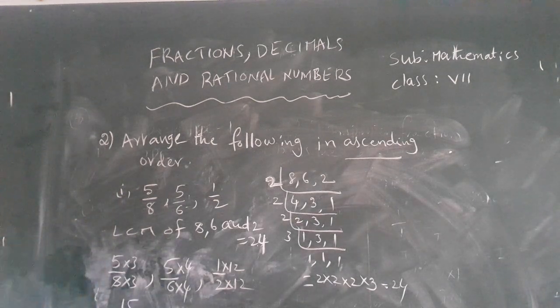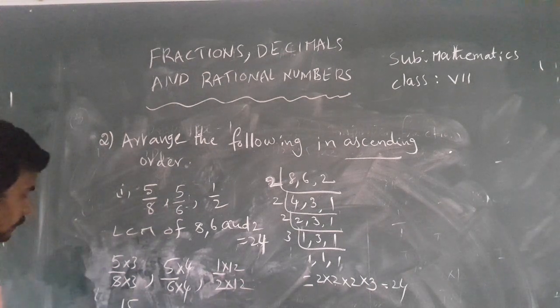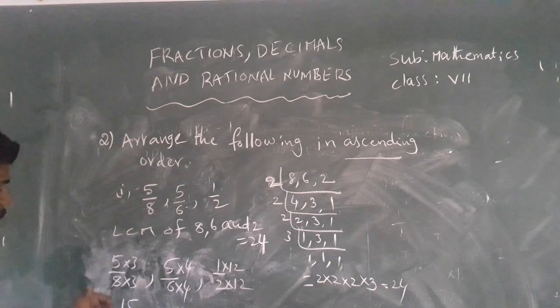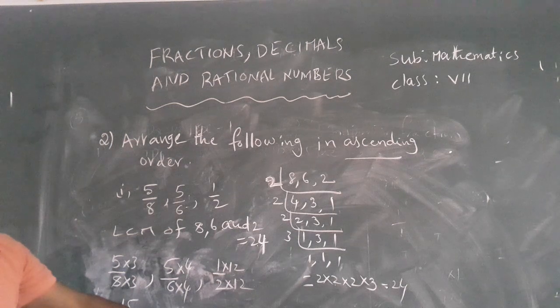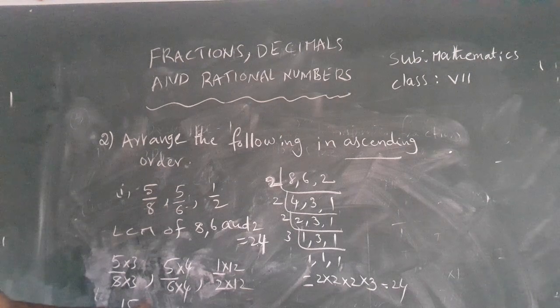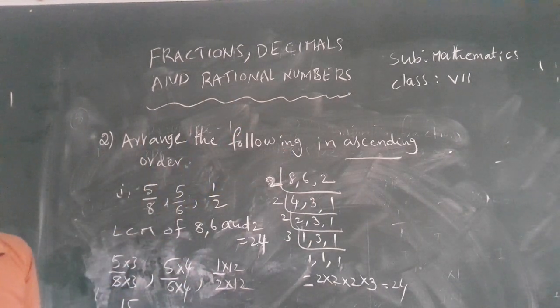Now observe here, children. In 15 by 24, 20 by 24, 12 by 24, the denominators are the same, 24. So these three fractions are like fractions. Now observe the numerators: 15, 20, 12. So 12 is smaller than 15 and 20, and 15 is smaller than 20. You are asked for ascending order. Ascending order means small to big.